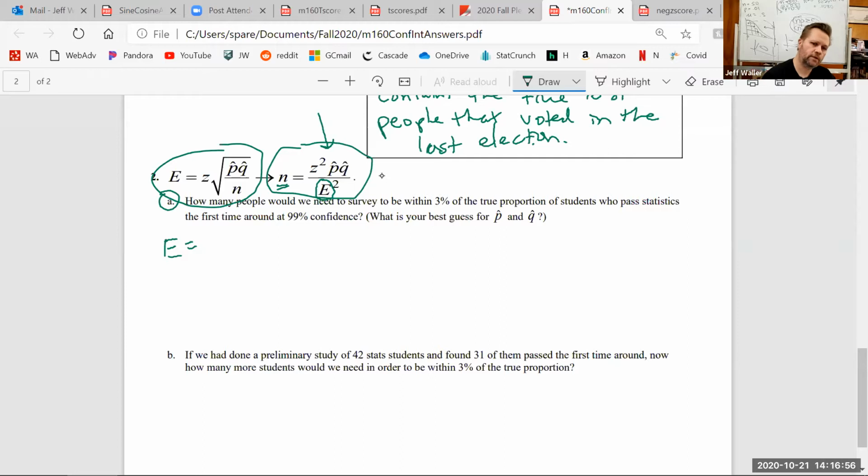0.03. Yes, I want to be within 3%, and I love it. 0.03. Don't use 3. 3% is the number 0.03. So we always use the number.